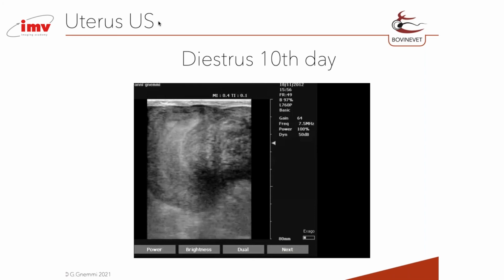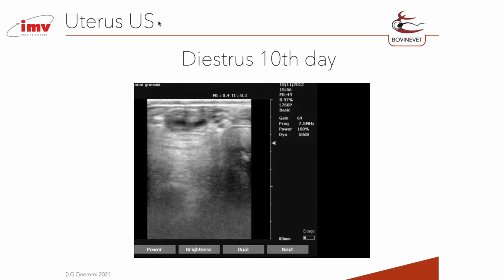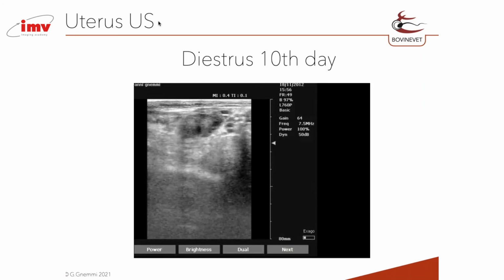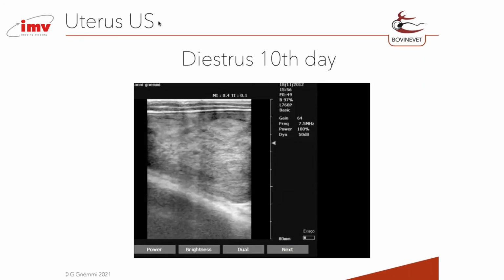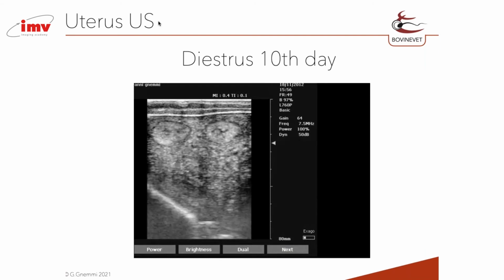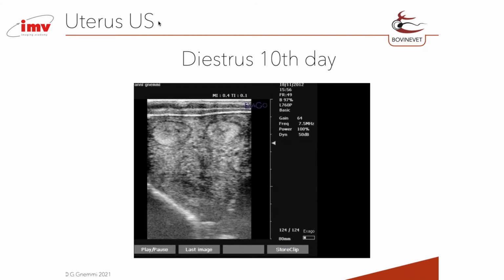Well, you see that if the cow doesn't have an inflammation of the uterus, there is no space inside the lumen, it's a virtual space, and we have only poor specular reflection because the quantity of fluid is very, very thin. Well, at day 10 the second follicular wave has already started.